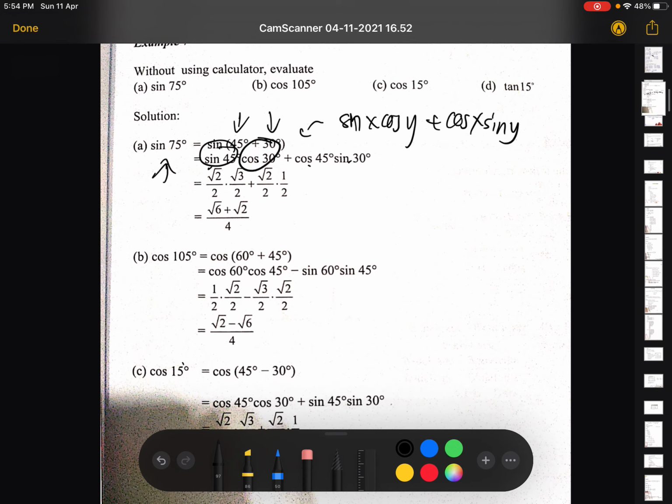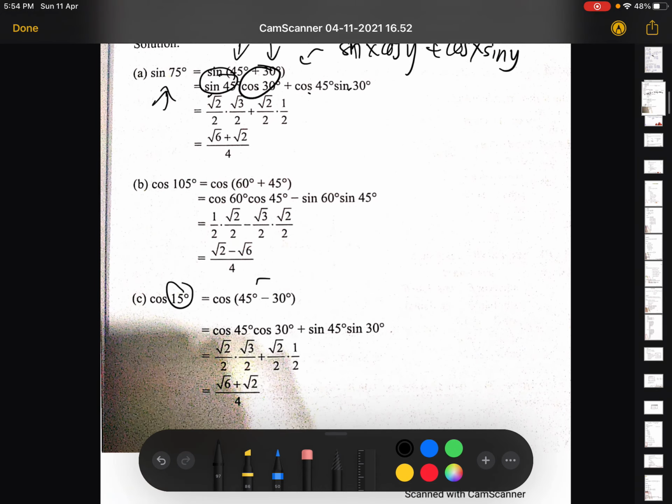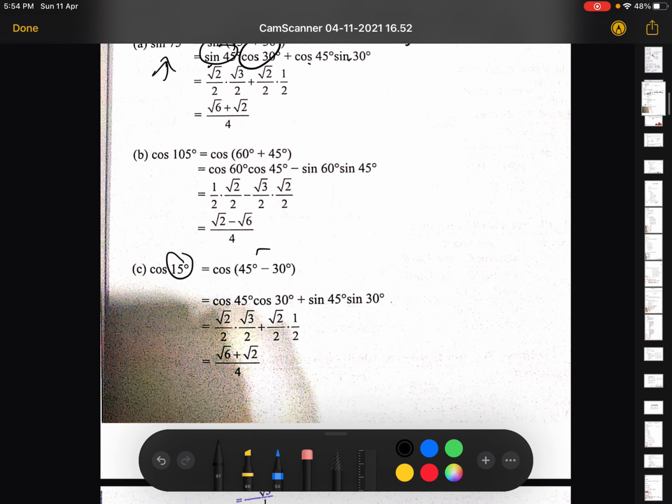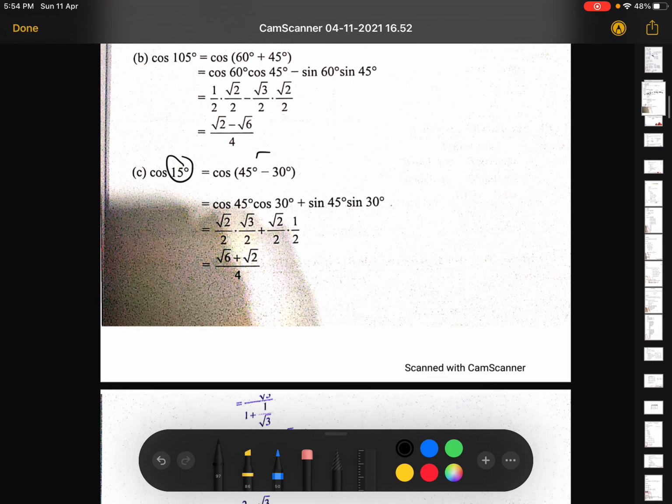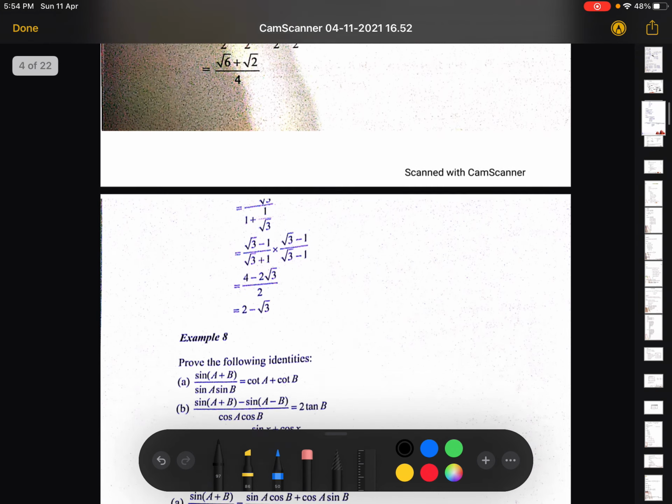And then if it's 15, this one you cannot plus, so what you do, you minus instead. So if you minus instead, you will get cos 45 minus 30. So it'll be cos 45 cos 30 plus sin 45 sin 30. Again, sub in the values and then you will get the answer.